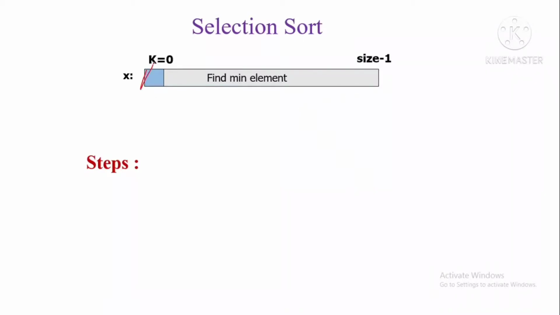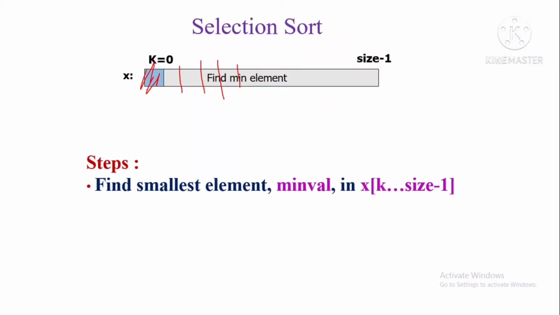you are going to fill the first position, and then again you are going to find the next smallest element from this array and fill the second position, and again find the smallest element from this array and fill the third position. Like that you find the smallest element from this array and fill it into the right position. This is a very simple algorithm.